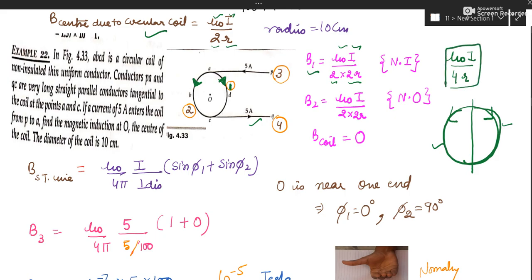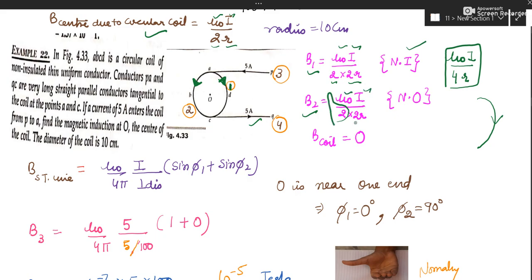And what about the direction? You'll have to keep your curls along the direction of current. So what is my loop 1? My loop 1 was like this. So please keep your curls. You will see it is normally inward. That is what I've written. Due to the semicircular loop number 2, half of a full loop, the field is mu naught I by 2r.